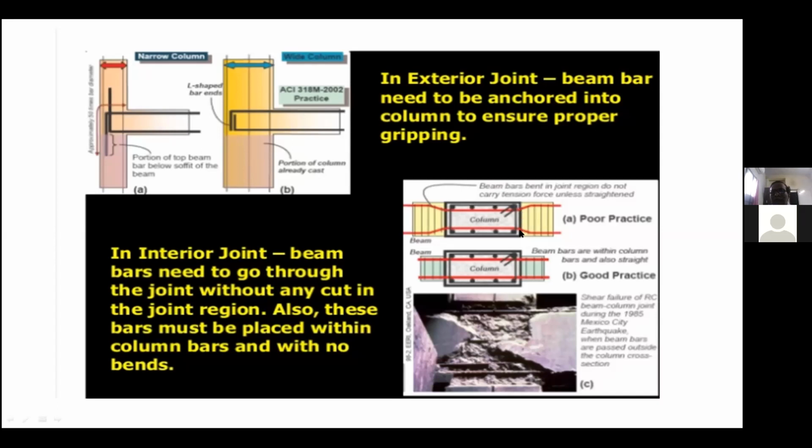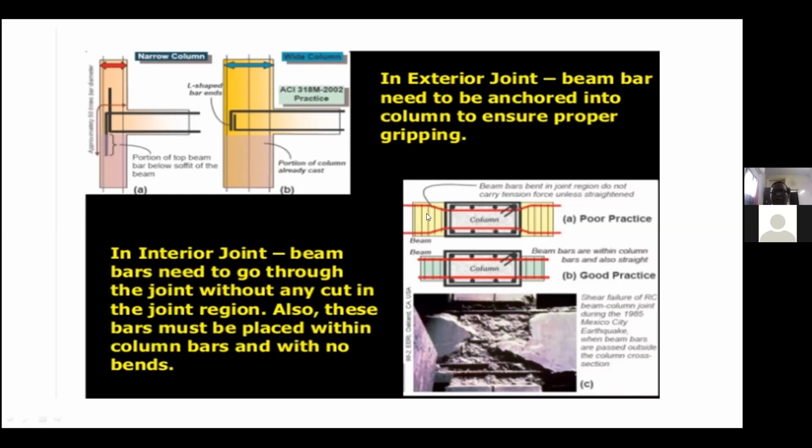Now if you look at the right hand side diagram, we are going to provide the column and then the beam. In the first diagram, what happened? The column width and the beam width are the same. In most practice, we provide 230 millimeters as the width of the column, and also 230 mm as the width of the beam.